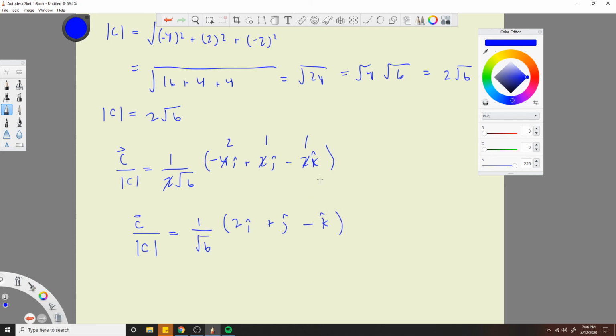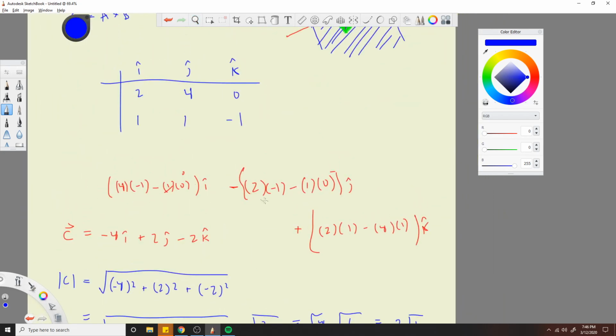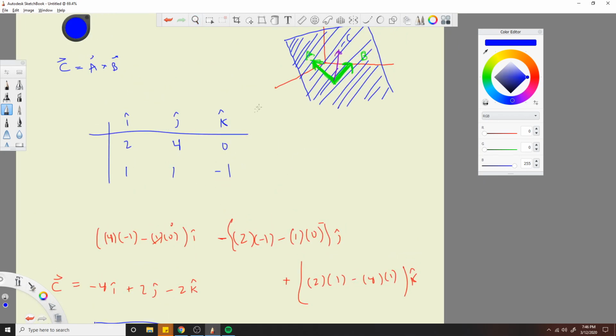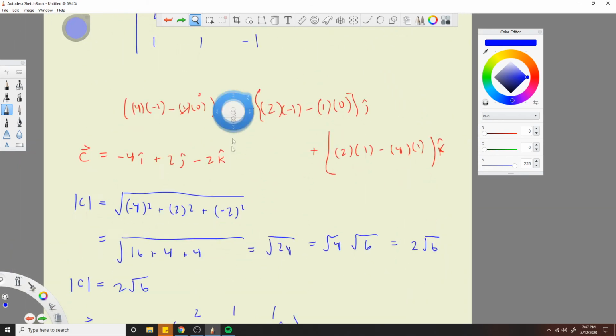Just be careful with your negatives on these problems, especially when you're doing the cross product. Don't forget that negative j. And some other people, they'll do a problem and they'll put the j over here. That's fine too. I'm not going to explain that. Yeah, that's about everything.